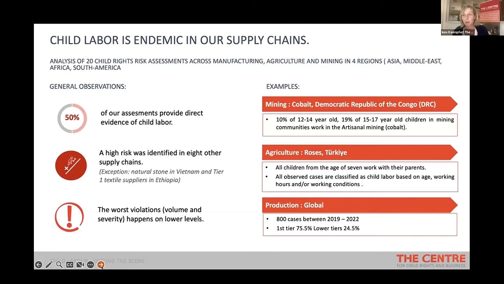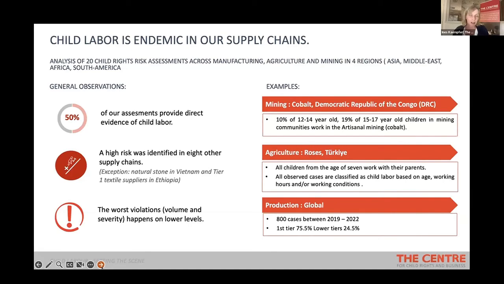Unfortunately, what we've already heard a lot in this webinar really was confirmed: in 50% of those assessments we could directly observe evidence of child labor, meaning we saw the children working, or we talked to them. And these are assessments that generally were announced in collaboration with the partners, etc. So we didn't go in as undercover journalists or something like that. So it was very visible, very accessible.